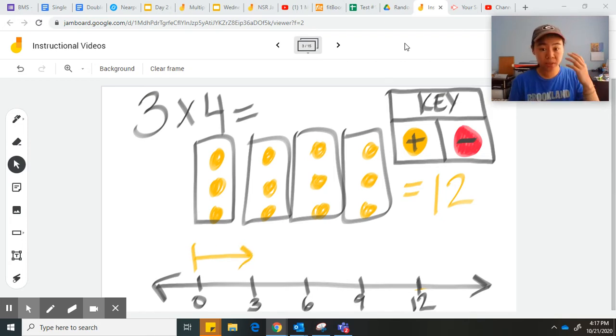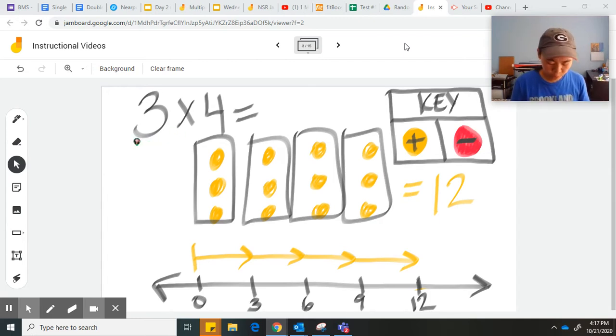That 4, just like how it tells us that we need 4 groups, is going to tell us how many arrows we're going to use. So that's my first arrow, 1, 2, 3, 4. Now notice that my arrows are all the same length. They are all the length of this 3 right here. Between 0 and 3, that's 3. Between 3 and 6, that's 3. Between 6 and 9, that's 3. They're all the same length. They're the length of 3, and then I had 4 arrows, just like how I have 4 groups. And I got to my answer at the end over here, which is 12. So very, very similar.